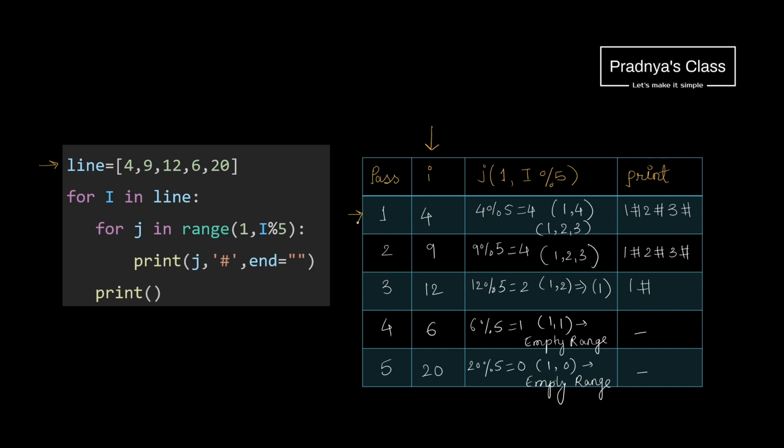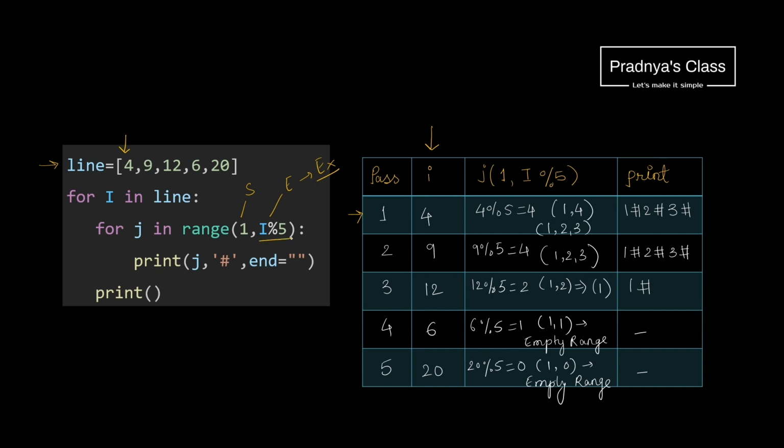Alright, here is pass 1. In pass 1, i is 4. 4 is the first element of the list. What is j? range(1, i % 5). This is the starting limit and here is the end limit. Keep in mind, the end limit is exclusive.